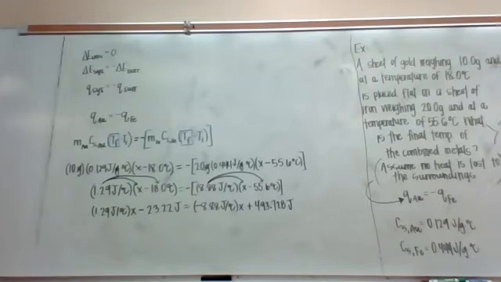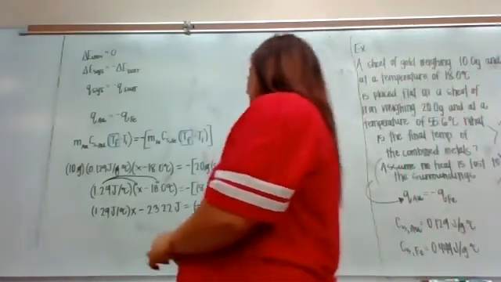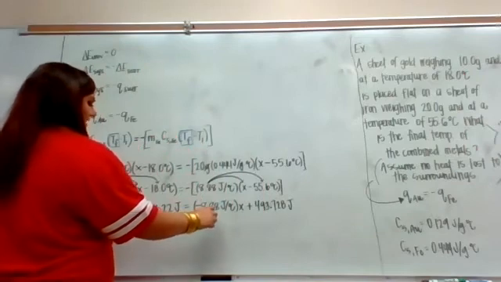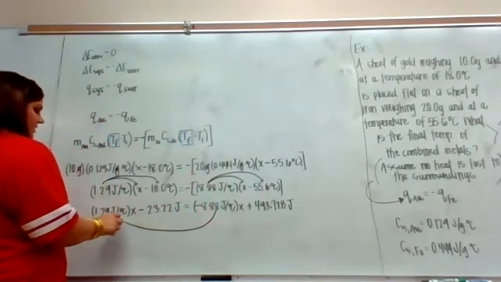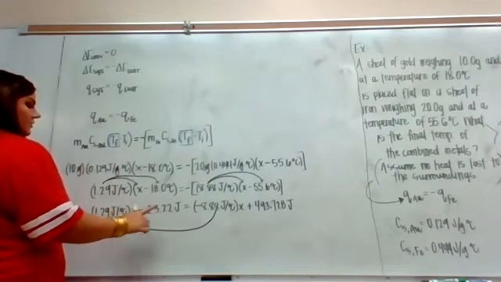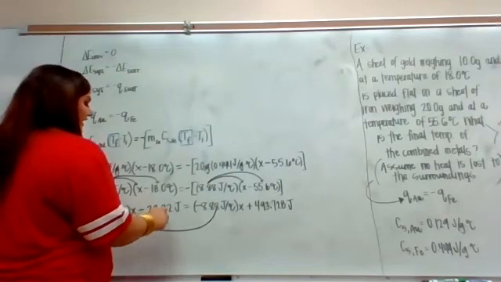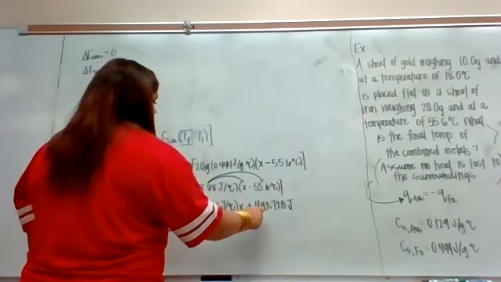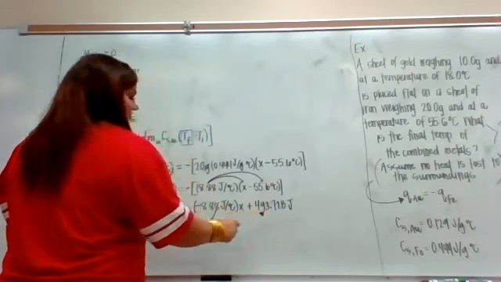I also canceled units as I went along. So far, so good. Okay, now the next part is just to put your like terms on the same side. So I am going to add 8.88 to both sides because it's my X term. I'm going to put my two X terms together. I'm going to add 23.22 joules to both sides because it's my non-X term.